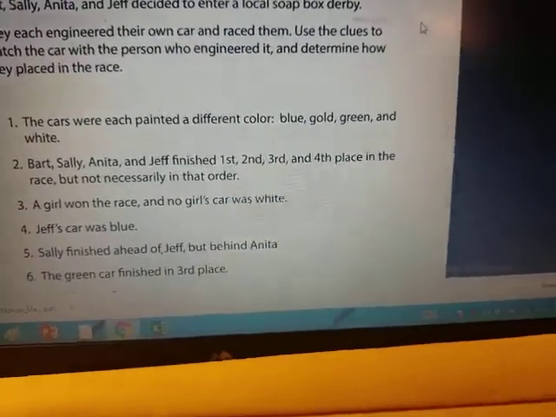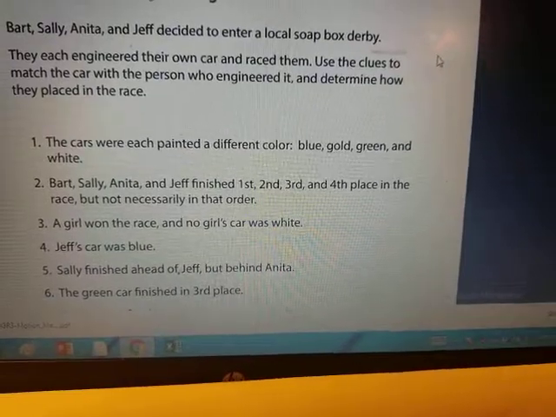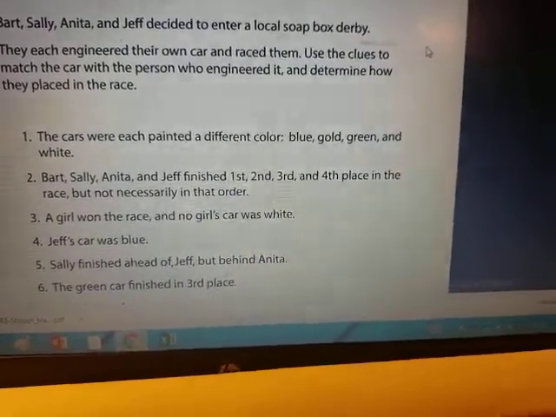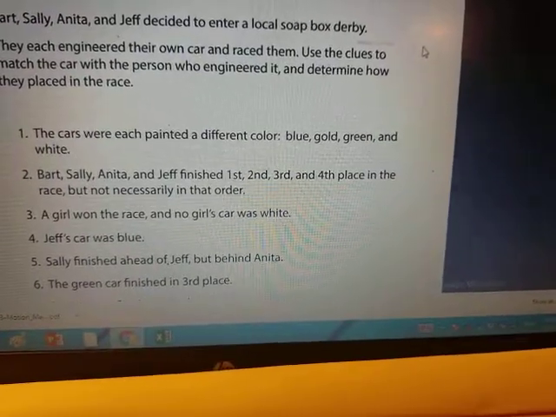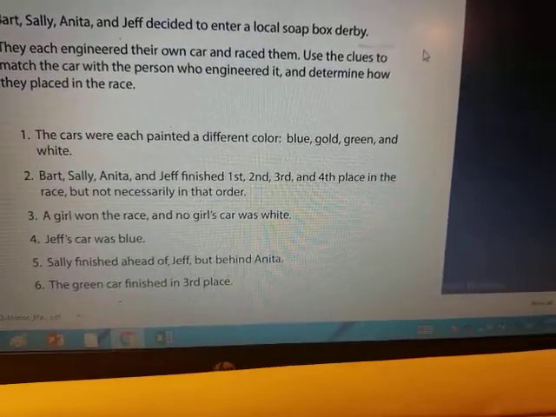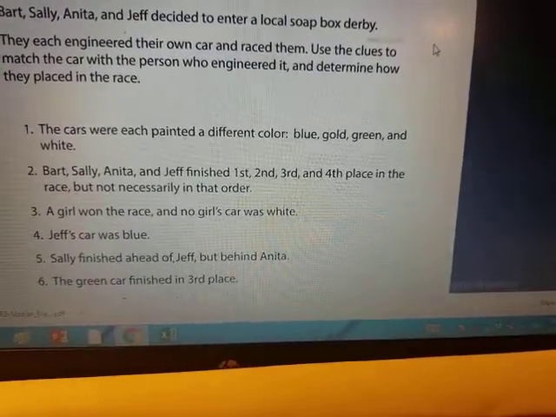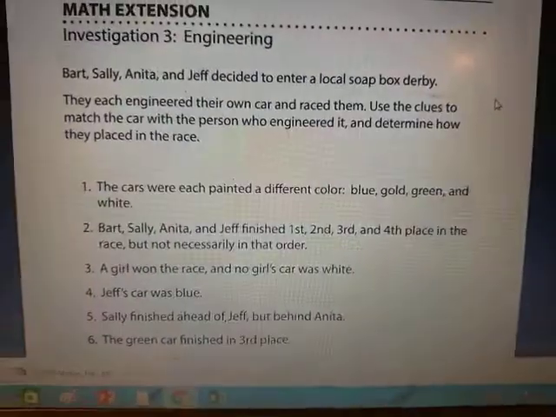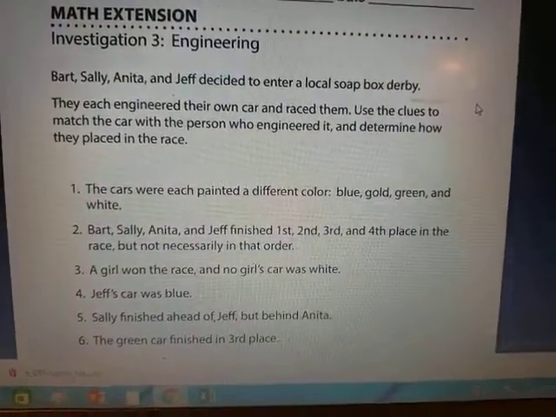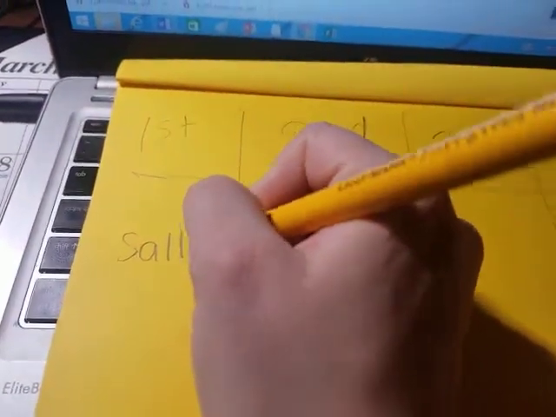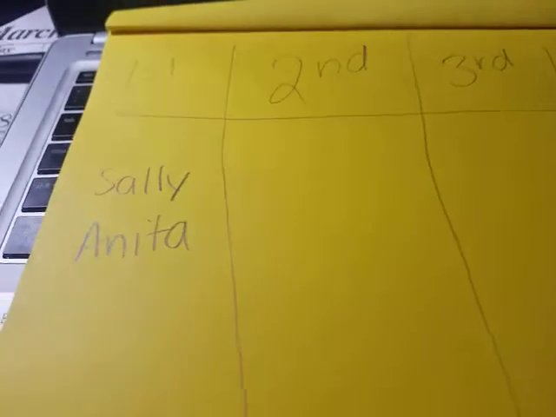Okay, so now that we read all the clues, we want to start with the easiest one. You can look at either number 3 or 4. For example, number 3 says a girl won the race and no girl's car was white. All right. So if a girl won the race, how many girls are there? Sally and Anita. So if I were you, I would write Sally and Anita for first place. So obviously it can't be Bart and Jeff.